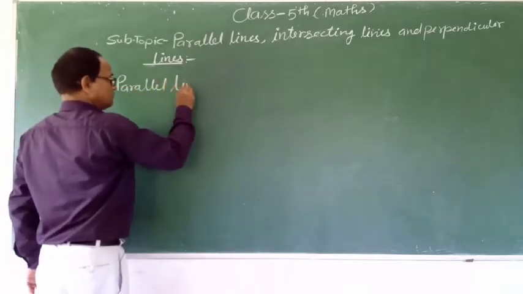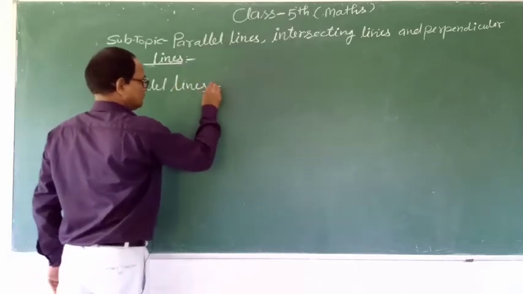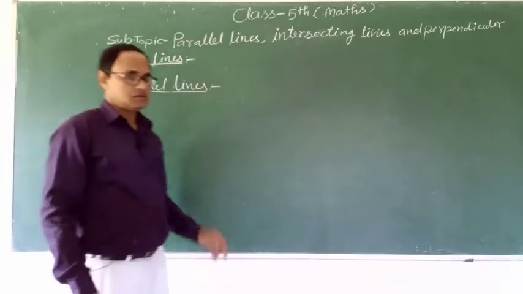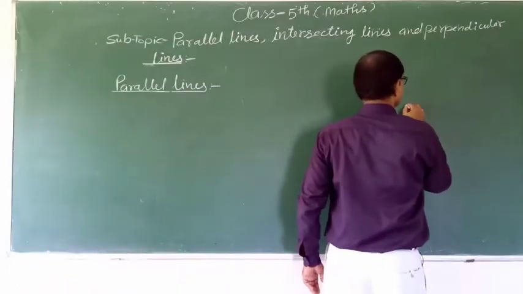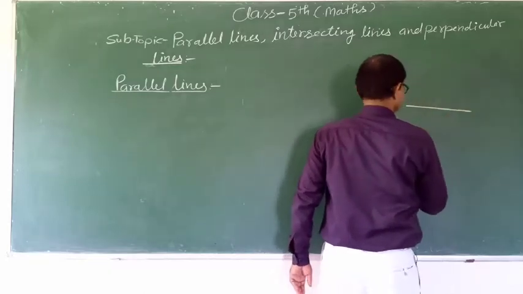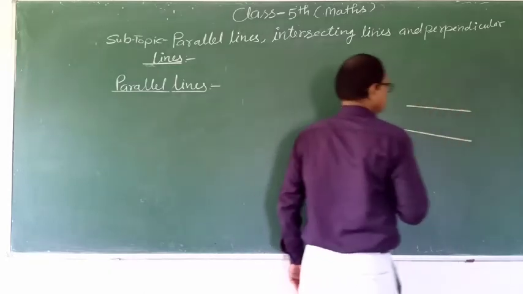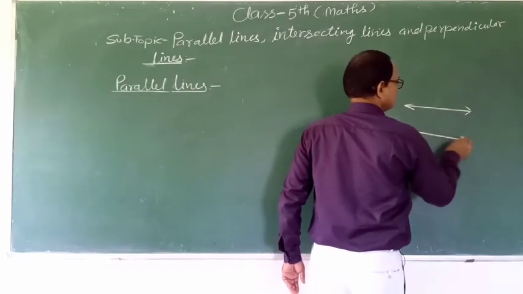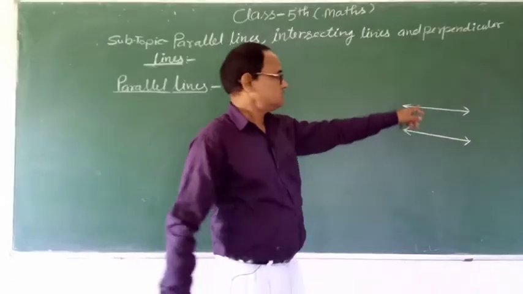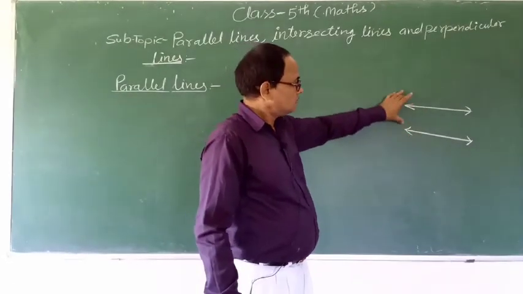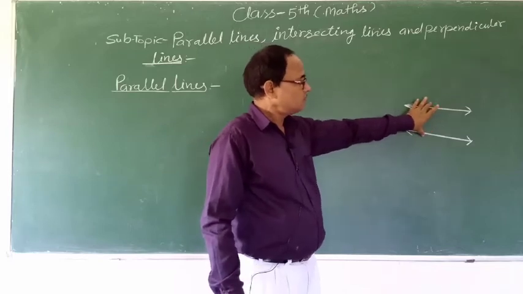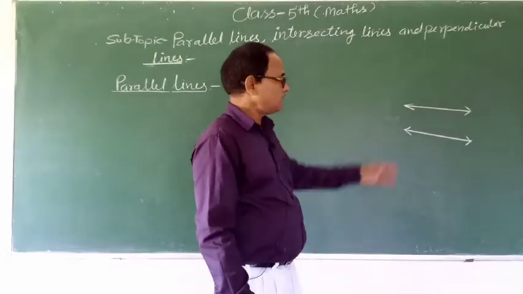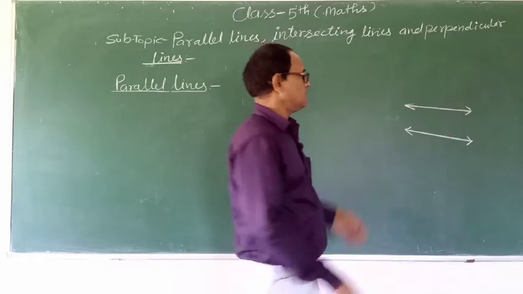Parallel lines. What are parallel lines? Parallel lines are two lines where the distance between them is the same and they never meet each other or never intersect. Those lines are known as parallel lines.